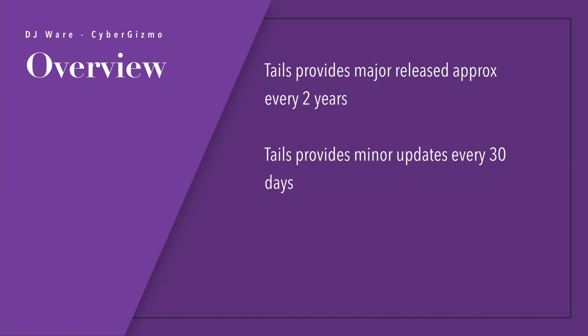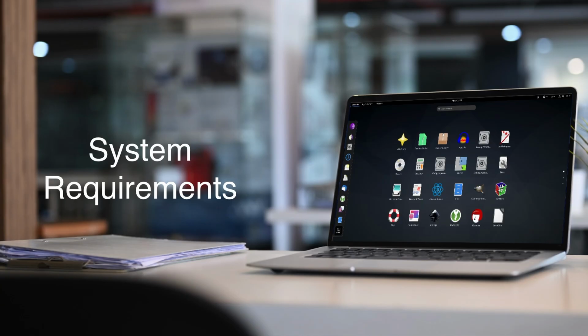Tails provides a major release about every 2 years, as they said, and they do minor updates about every 30 days. So the next release, 5.1, should be available sometime in June. Yeah, it's a little tough to keep up with sometimes, but they're trying to make sure that they're giving you the most secure environment. What are the requirements to try to run this thing?